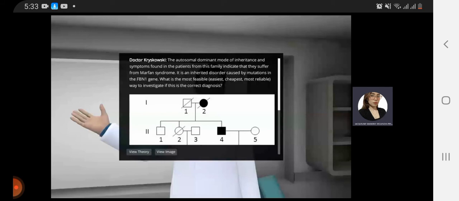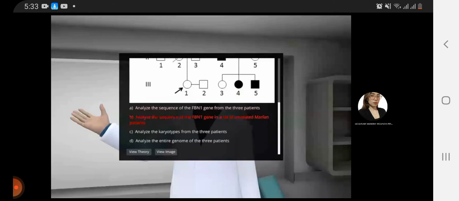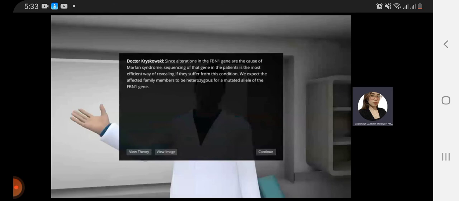What is the most feasible way to investigate if this is the correct diagnosis? Since alterations in the FBN1 gene are the cause of Marfan syndrome, sequencing of that gene in the patients is the most efficient way of revealing if they suffer from this condition. We expect the affected family members to be heterozygous for a mutated allele of the FBN1 gene.